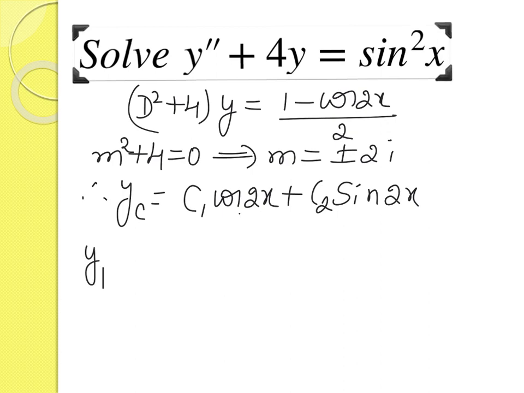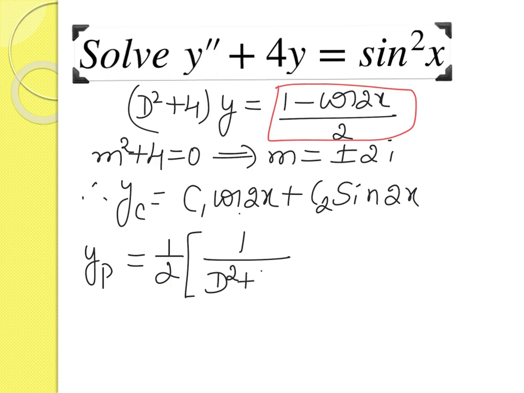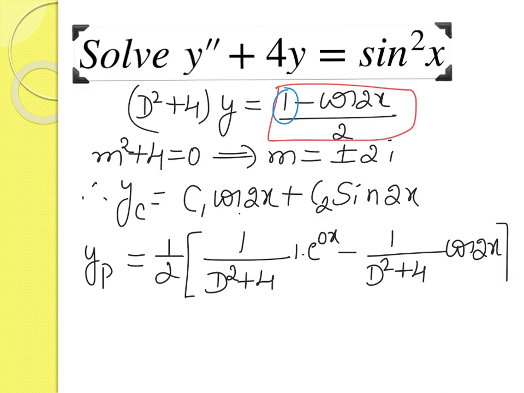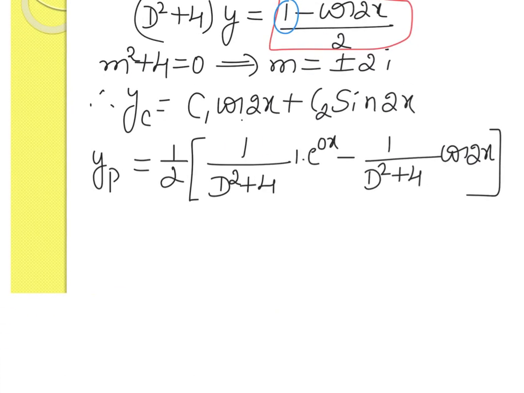So now we solve for the particular integral, concentrating on the simplified part of the RHS. We can take 1 by 2 common overall. So 1 by f of D, that is D square plus 4, and the first function we have here is 1. That 1 can be written as 1 into e power 0x. You learnt in the previous video how it is. Next, minus 1 over D square plus 4 into the other function, cos 2x. Next, we go for changing D by 0 because it's an exponential, and D square by minus 4 because it's a trigonometric function, minus 2 square.